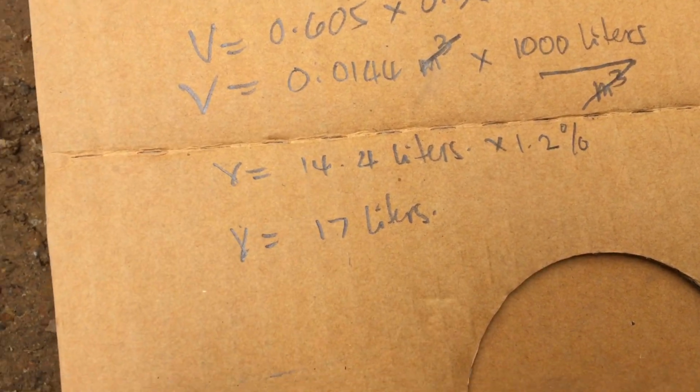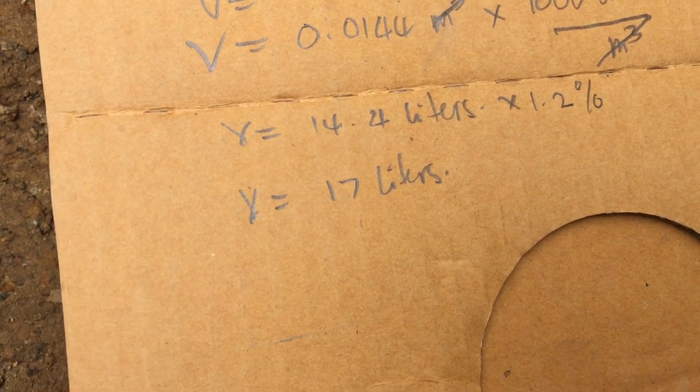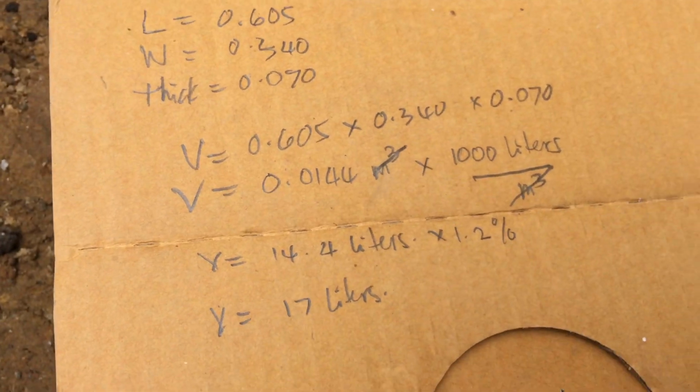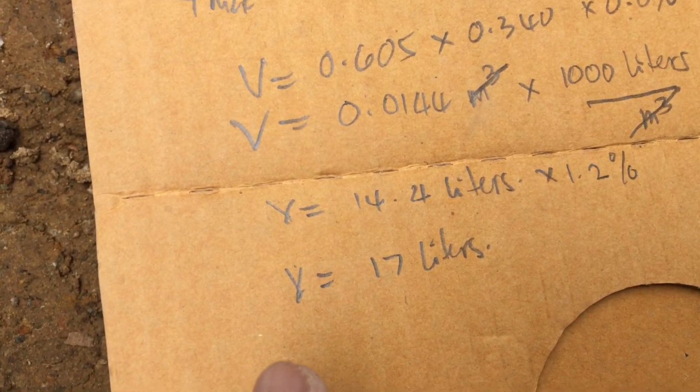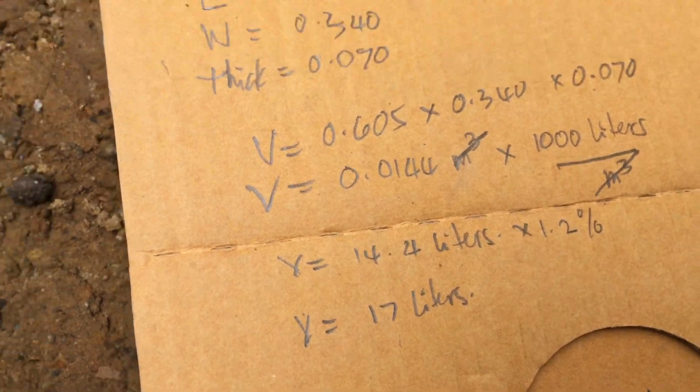So basically one bag and 6 liters of a bucket, the volume, and the cement content is 2 liters.